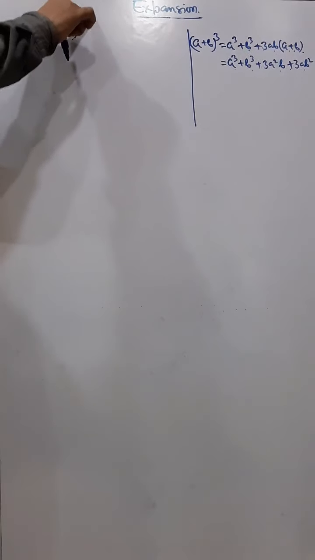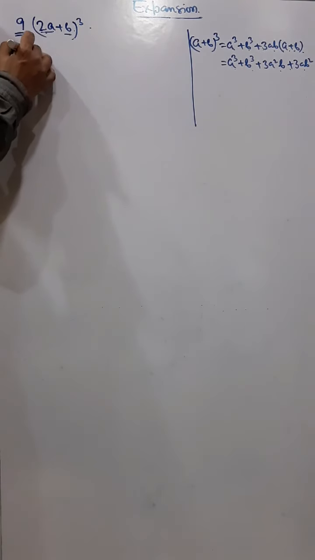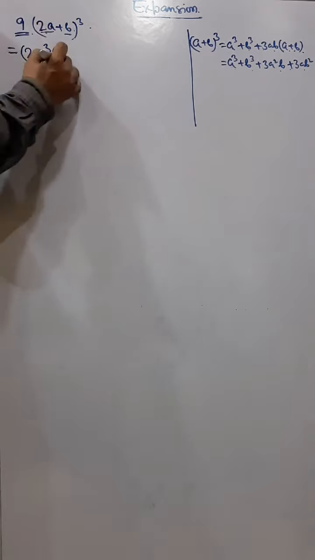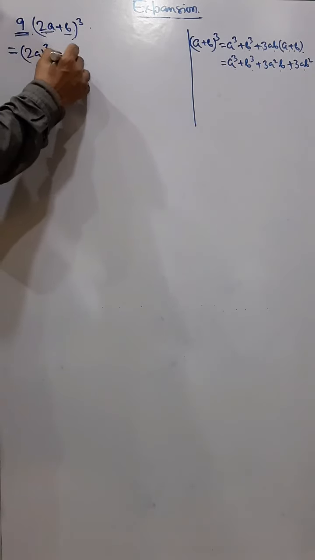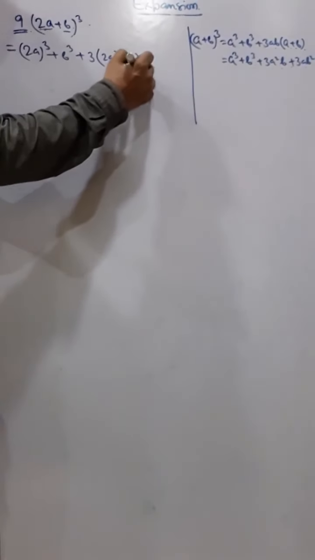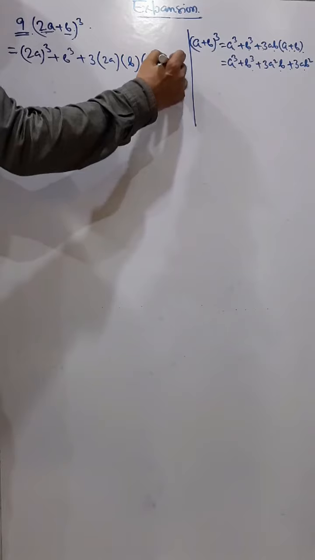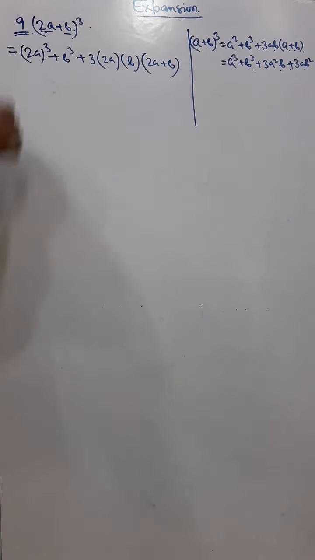So I think of this one as a plus b whole cube, and I know the formula: a cube plus b cube plus 3ab bracket a plus b. So you see how I'm writing. I'm telling a cube, but I'm writing this: a cube plus b cube plus 3 into a into b and bracket a plus b. You see? Okay, understand? This is the best way to do this.